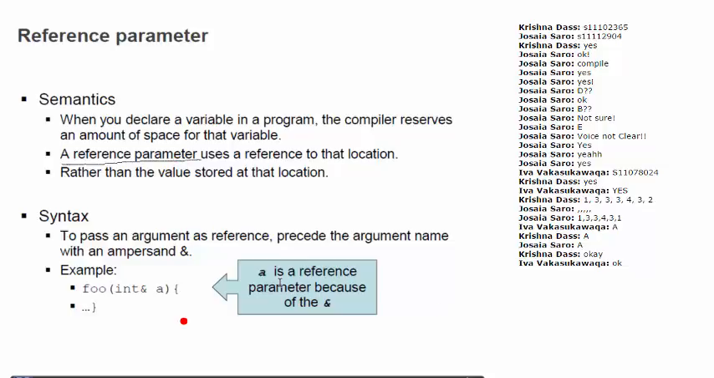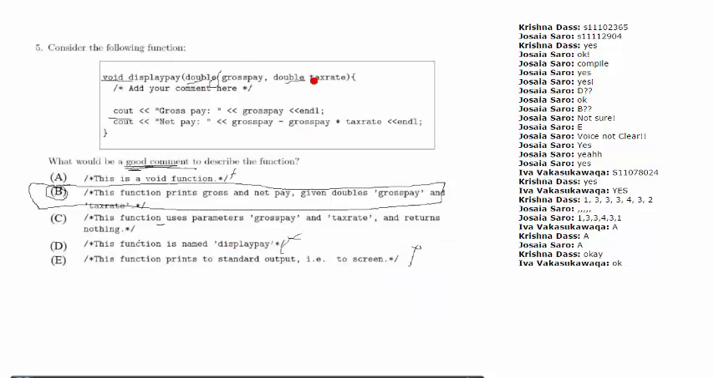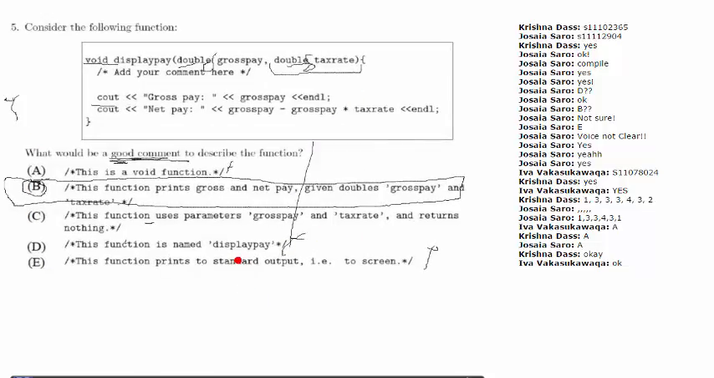So that's the main idea behind reference parameters, when you want to remember the value. In value parameters, for example, the tax rate: if we change the tax rate to 10% in this function, in the main function the tax rate value will remain the same. The changed value won't be reflected in the main function. But if we have an ampersand sign, and we change a value here, the value in the main function will also change, right? So that's the difference between a reference parameter and a value parameter.